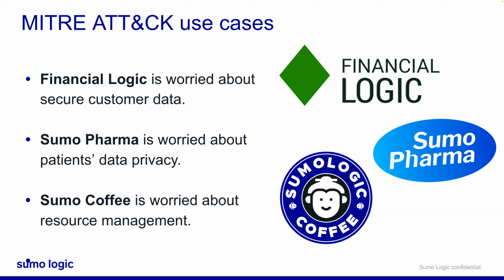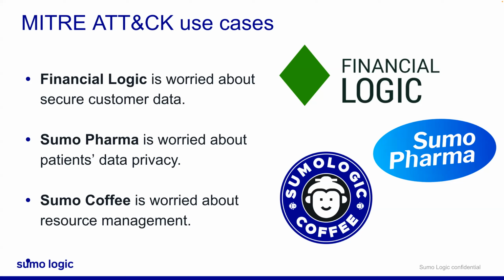Exfiltration is more important. Sumo Coffee, remember, they're concerned more about resource management. Now, of course, they're concerned about credential access and exfiltration of private data, but their main concern, what they really want to focus on, is execution. They're concerned that their infrastructure be as efficient as possible. And so execution can be a particular concern, since many executable files can utilize precious computing resources.